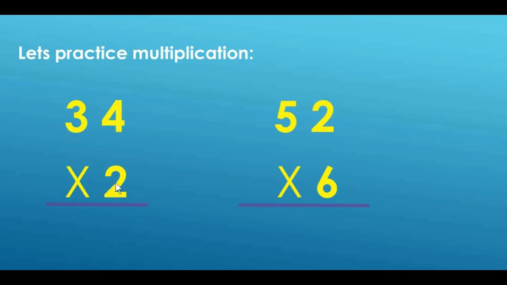Here the first one is top to bottom multiplication. The first number is 34. 34 is called here what? Multiplicand, and 2 is here the multiplier. Let's find out the product. Before solving this problem, you have to remember something. We always start with the ones place and work our way from right to left.